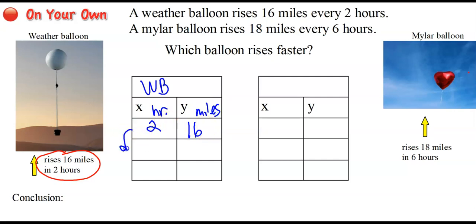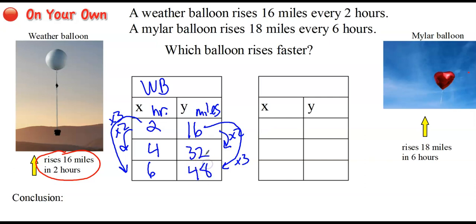Well, I could double it, right? Times 2, I get 4. Times 2, I get 32. And then I could make this a times 3. 2 times 3 is 6. And 16 times 3 is 48. That's for the weather balloon.